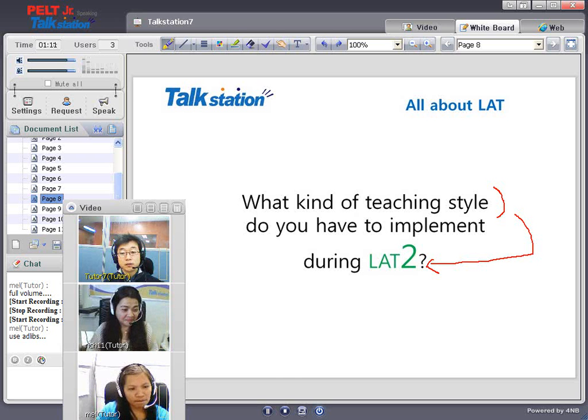Okay, then it's not about the material, it's about the approach of the teacher to the student. Yes, exactly.